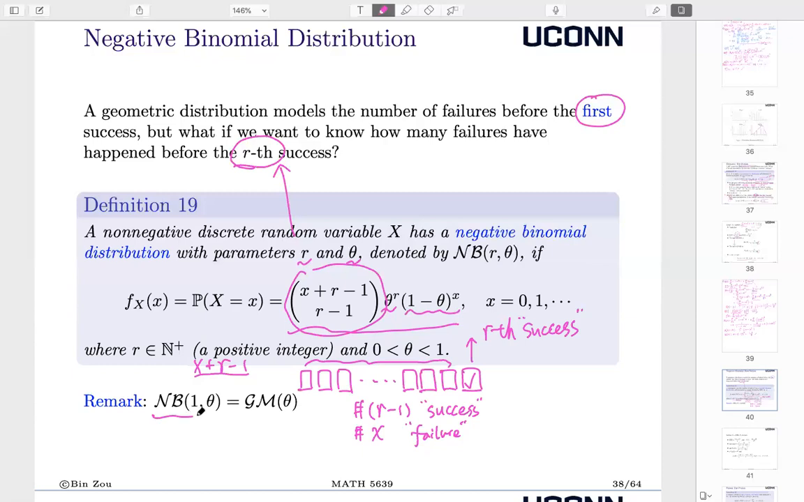In particular, if r is 1, that's geometric, because when r is 1, this is 0, so it becomes selecting 0 out of x. So this is 1, and that goes back to the geometric. So geometric is a special case of negative binomial when r is 1.